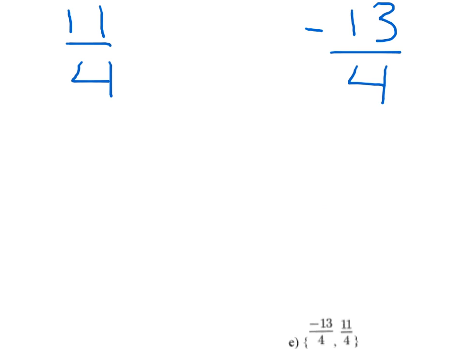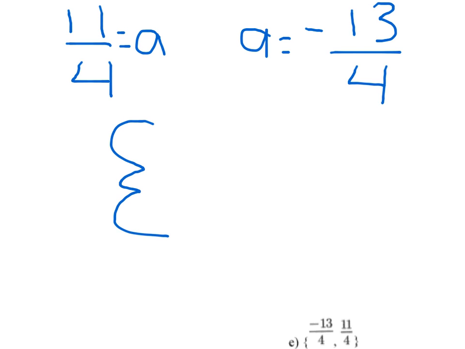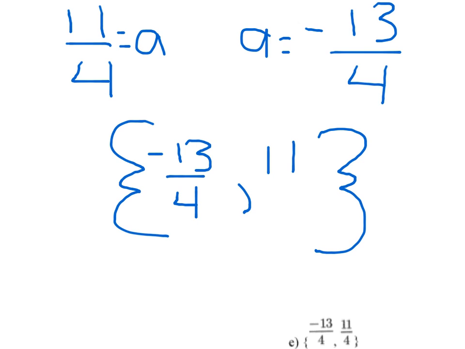Now that we have our two answers, A equaling 11 fourths and A also equaling negative 13 fourths, it is all right to put these into a set. When we put them in a set, we will always put the negative number first, or the lowest number. So we will put negative 13 fourths, comma, 11 fourths. And that should be our final answer. It matches letter E.